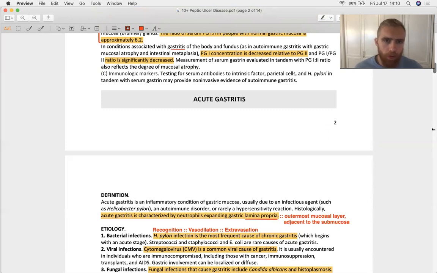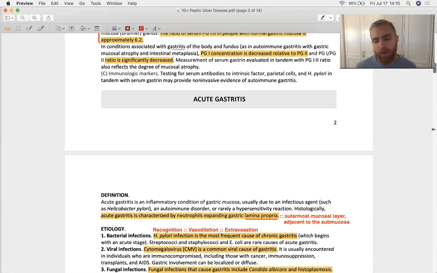And it's also important to note that when we're referring to gastritis, Helicobacter and autoimmune, you can tell them apart most obviously by where in the stomach is affected. Helicobacter pylori has pylorus in its name. It's going to affect the pylorus and the antrum. But autoimmune gastritis affects the body of the stomach.